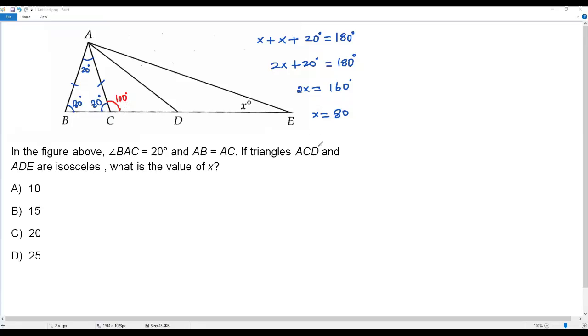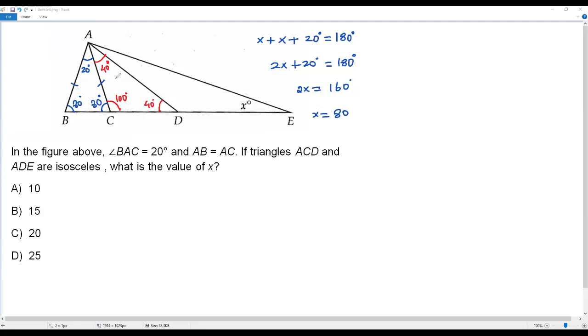And also the question says triangle ACD is an isosceles triangle. So isosceles means two of the sides must be equal and two interior angle measures must be equal. So here in triangle ACD, I know one of the interior angles, which is 100 degrees, and it is an obtuse angle. In an isosceles triangle, if one of the interior angles is obtuse, then the remaining two interior angles must be equal. I mean the measure of the angle over here and the measure of the angle over here must be equal. So this one has to be 40 degrees and this one also must be 40 degrees.